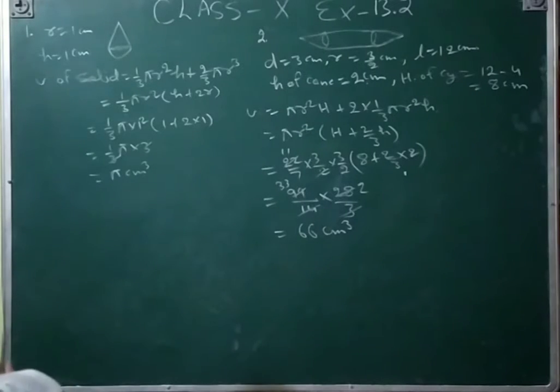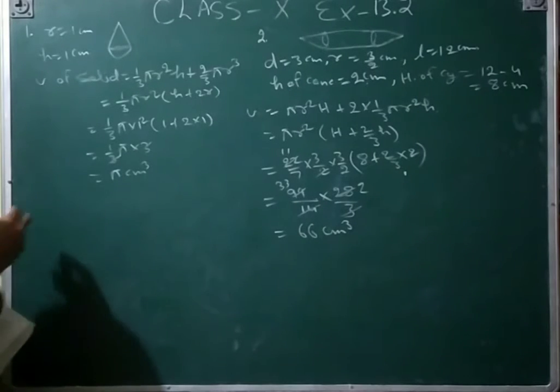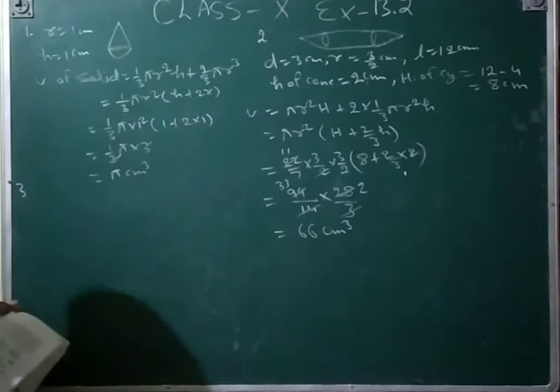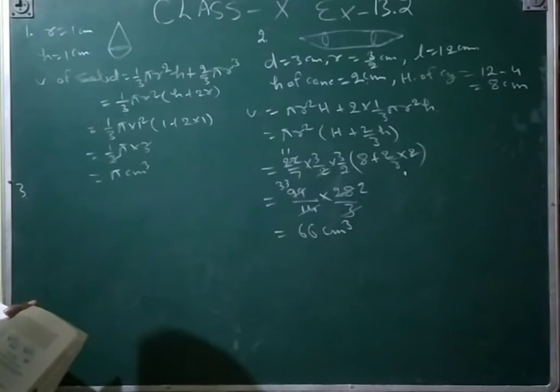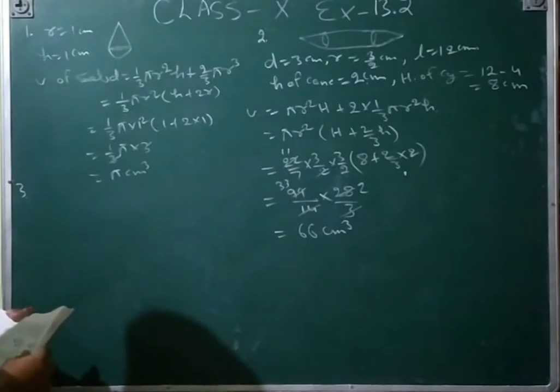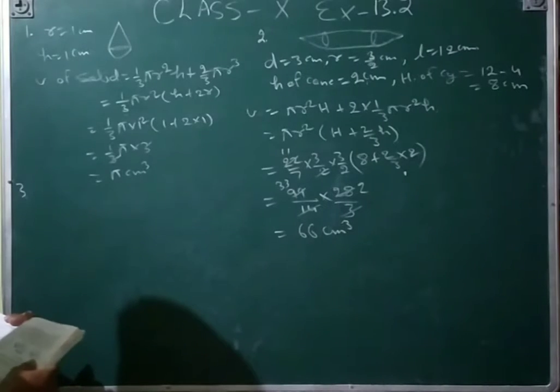And then the third question. A gulab jamun contains sugar syrup up to about 30% of its volume. Find approximately how much syrup would be found in 45 gulab jamuns, each shaped like a cylinder with two hemispheres.